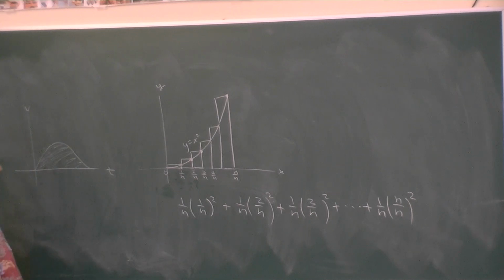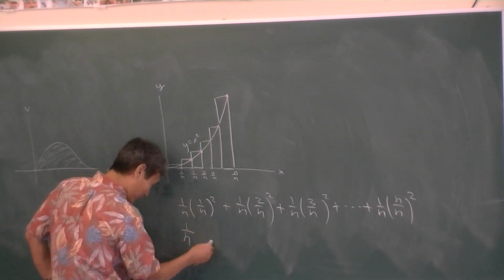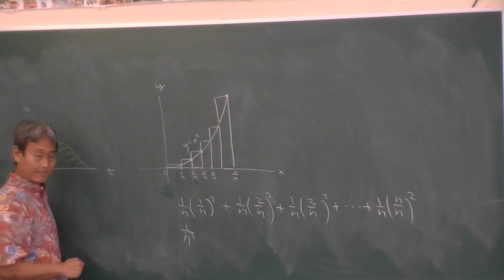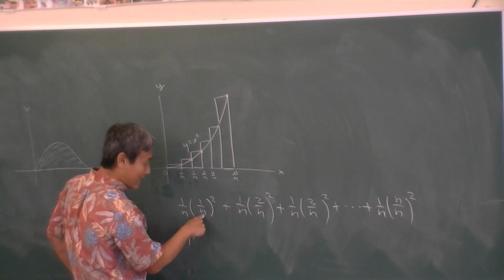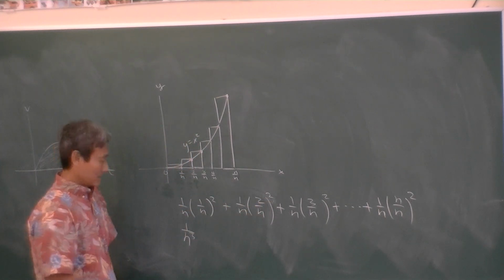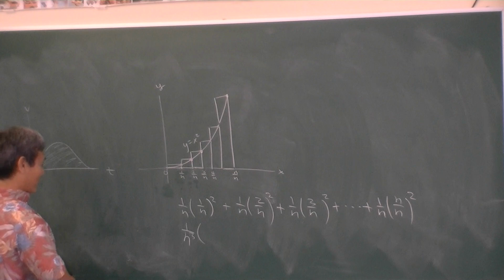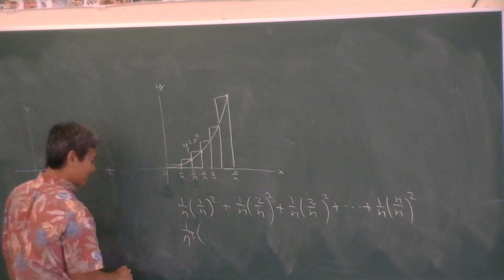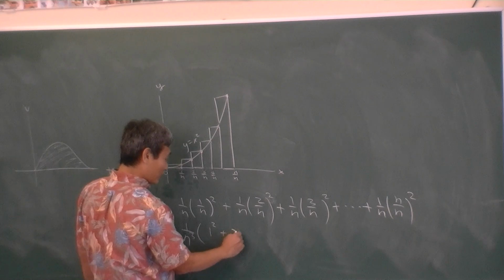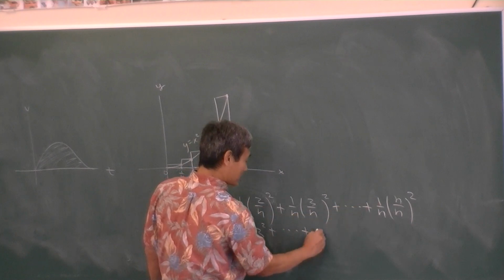Okay, first of all, what can I factor out? 1 over n. You can factor out more than that. 1 over n cubed. When you square it, that's n squared, so n squared times n is n cubed. This is algebra. That's the problem. And then what's going to be left if I factor out 1 over n cubed? That's n, not h. 1 squared plus 2 squared plus 3 squared plus dot dot dot plus n squared.